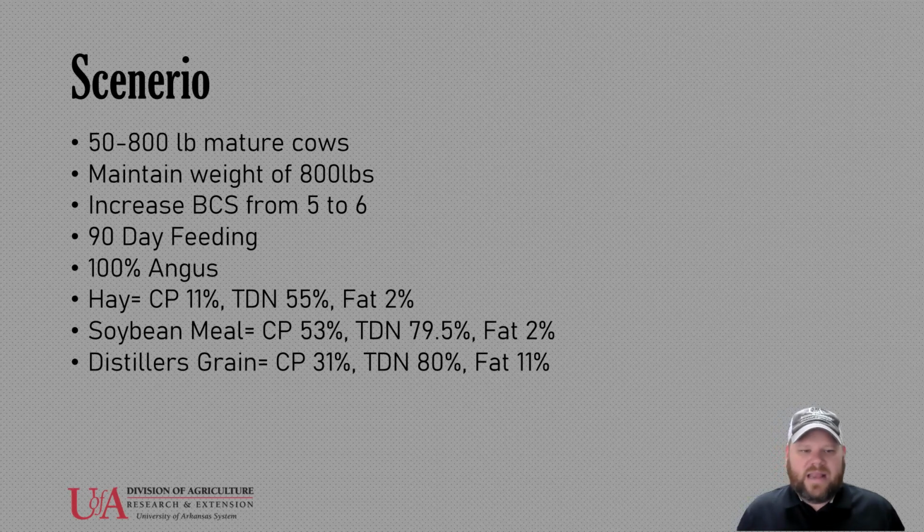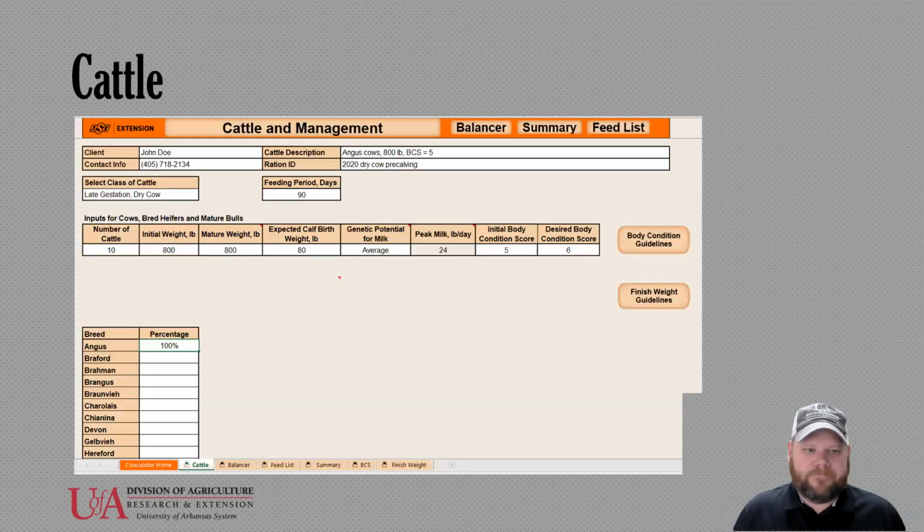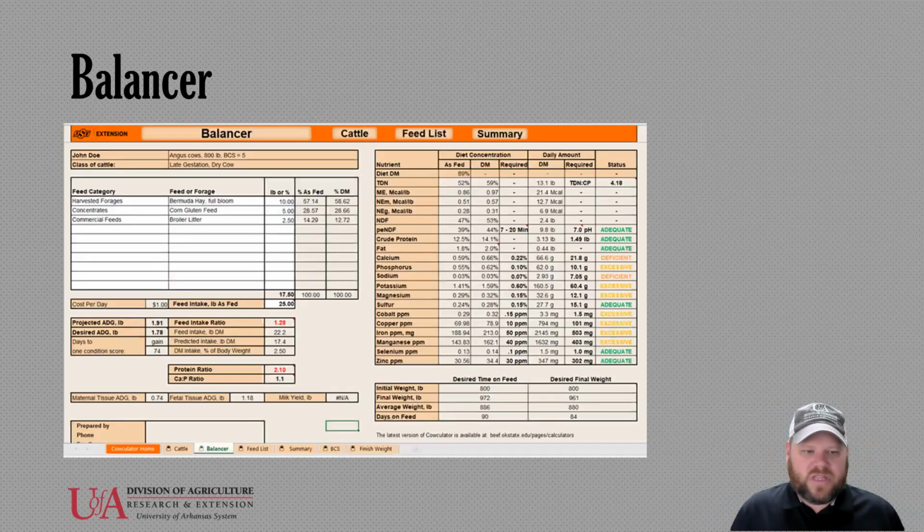We're going to feed for 90 days. I've got 100% Angus cattle in this scenario. These are the numbers for my hay. These are numbers for the soybean meal and the distiller's grain. So I go to cattle management and I have filled out all of those things. Okay. Late gestation, dry cows, 90 days, put in their weight, right? They're small frame Angus cows at 800 pounds. And then I want to go up a body score. And so we go on to the next one.